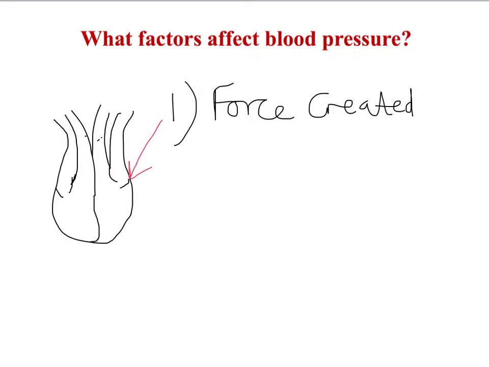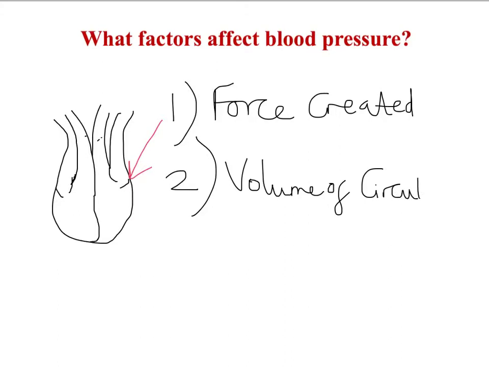The second important factor is the volume of circulating blood. So how much we have in our big chambers to push out. Because clearly, the bigger the volume of the blood, the greater the pressure. We're having to push more fluid essentially around our body.